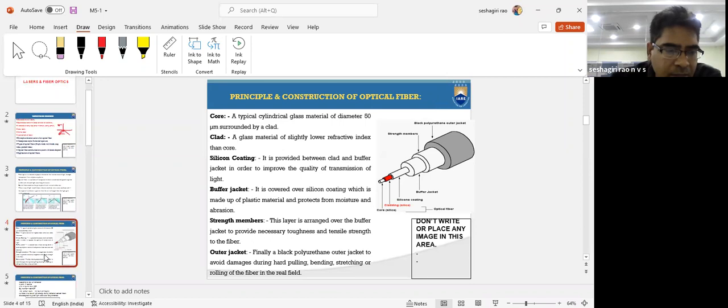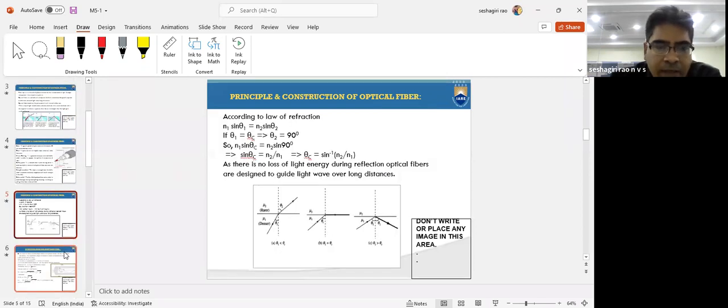Now let us see the principle. Let us see how the laws of refraction are involved. We know what Snell's law is. Snell's law we can write as the ratio of sine of angle of incidence to the sine of angle of refraction. You all know what Snell's law is, right?